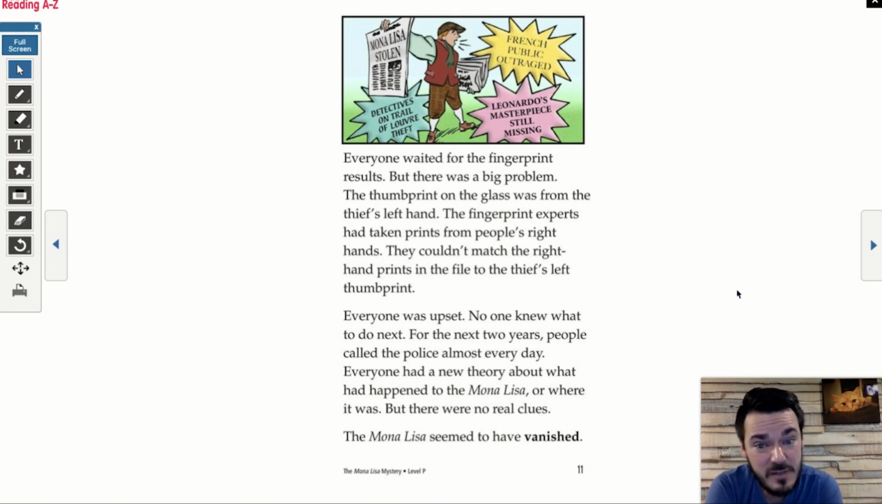For the next 2 years, people called the police almost every day. Everyone had a new theory about what had happened to the Mona Lisa or where it was. But there were no real clues. The Mona Lisa seemed to have vanished.